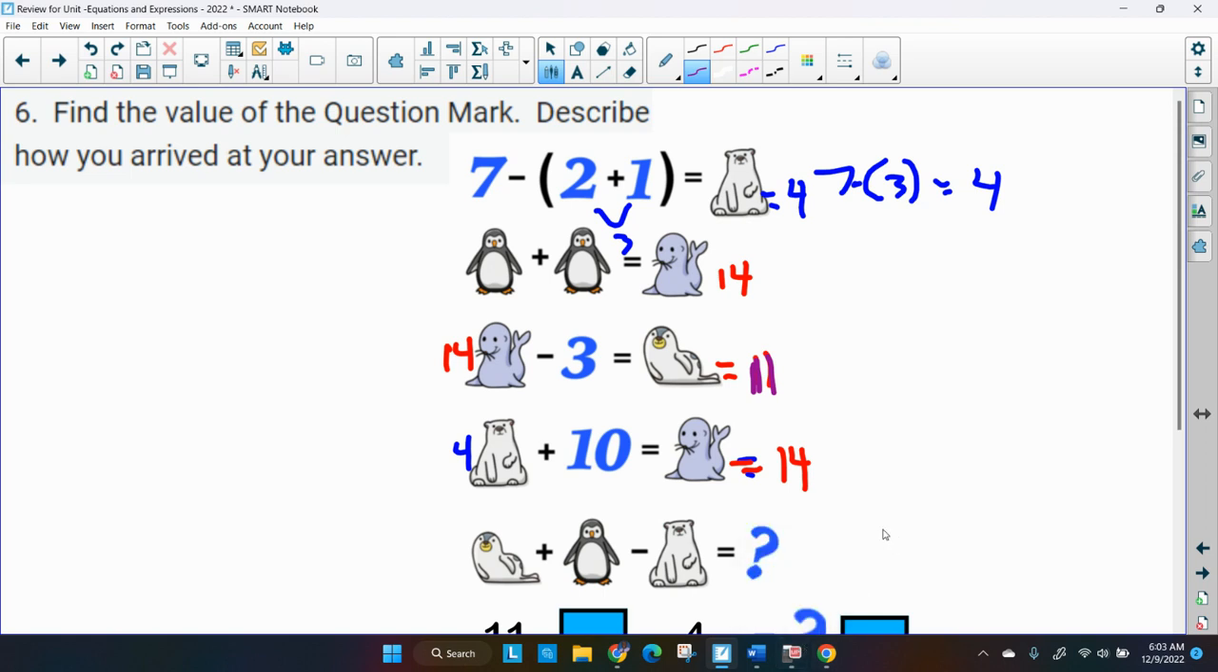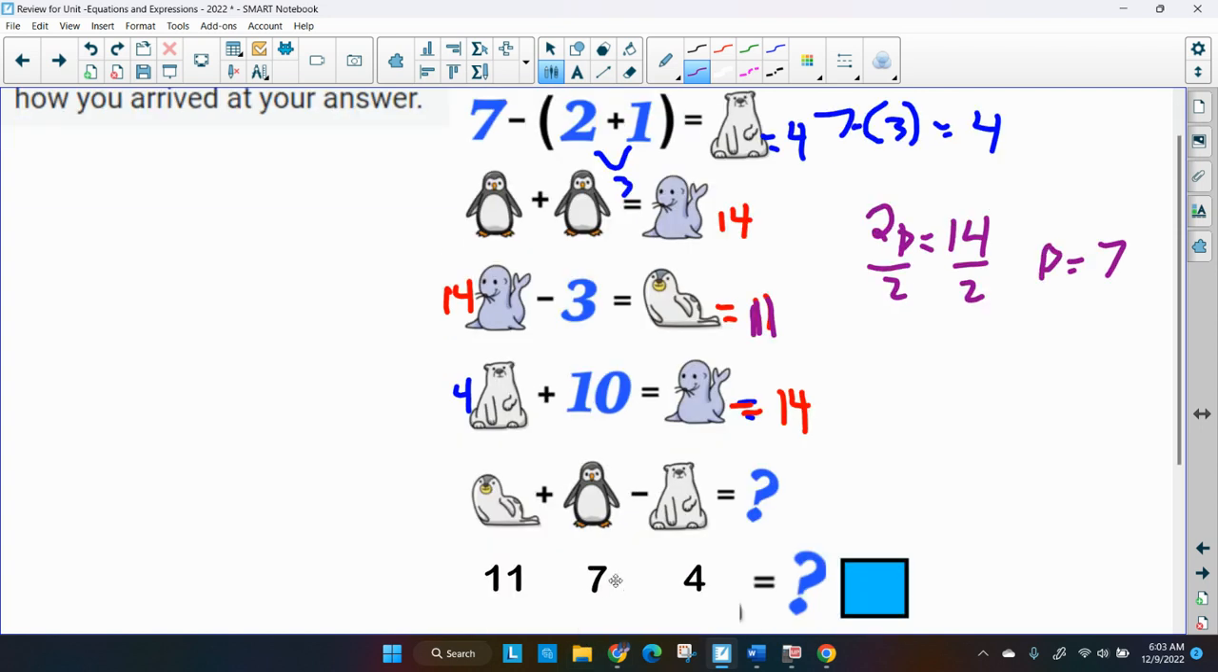So where was I? The seal. The seal was 14 minus 3 gave me the walrus. The walrus is 11. I released him down here. So I have the penguin plus the penguin equals 14. The same penguin is there twice. So 2 penguins equal the seal, which is 14. So I'll divide by 2. That'll give me what 1 penguin is. 1 penguin is 7. And I'll release the penguin down here.